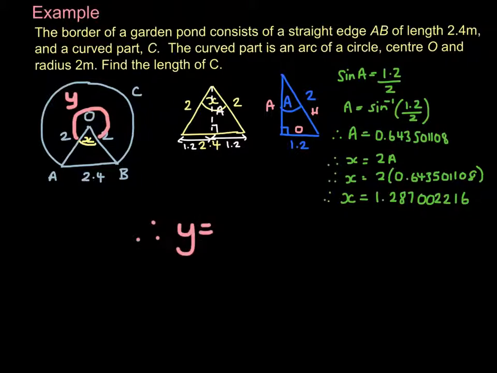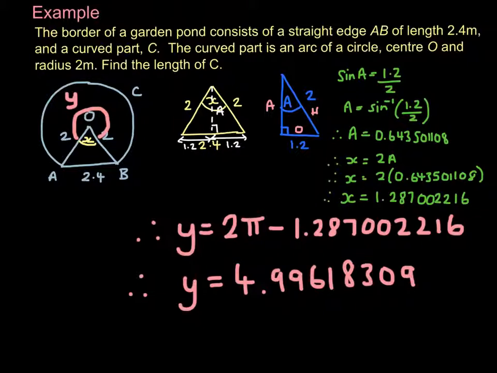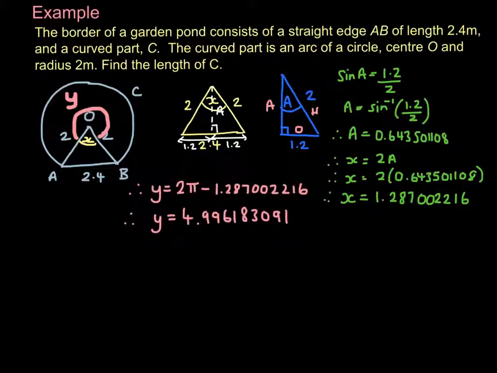So Y is going to be 2 pi, take away 1.287002216. So therefore Y is equal to, just doing your calculator, it's going to be 4.996183091. So that's the hard part of the question done now. We've worked out that angle we need. So we can work out the major arc, which is the curved length of C.